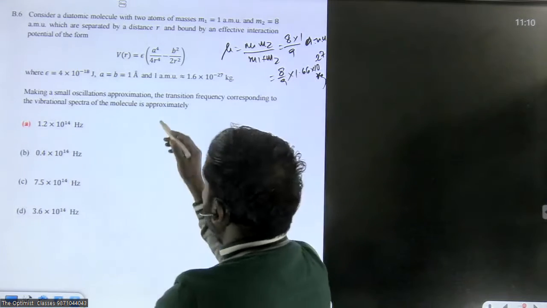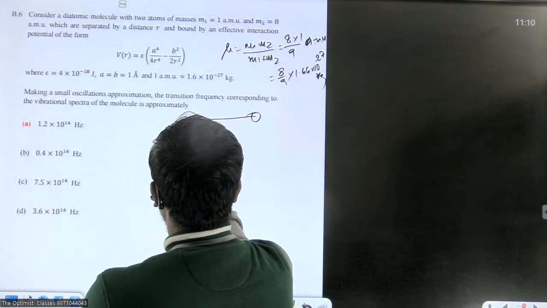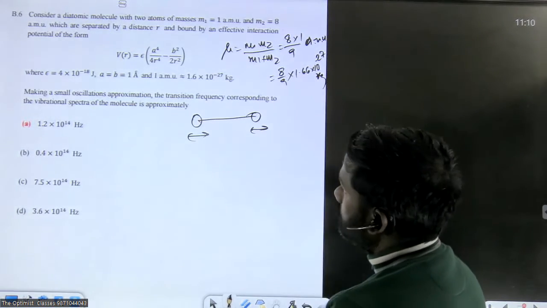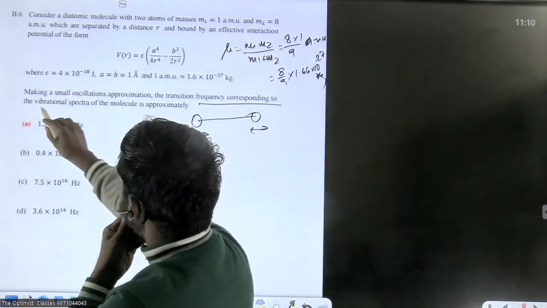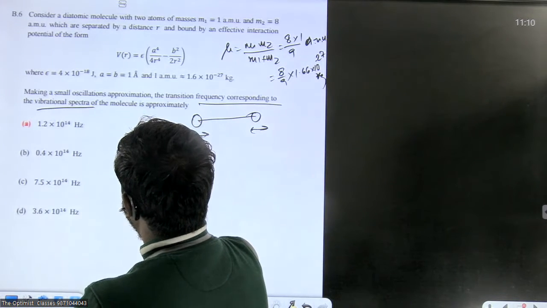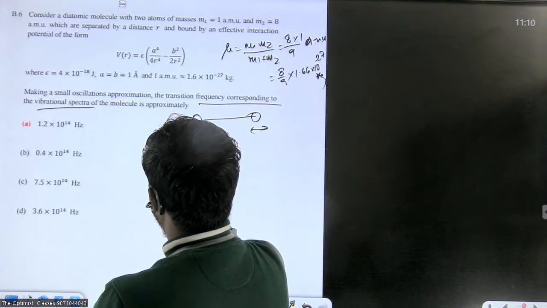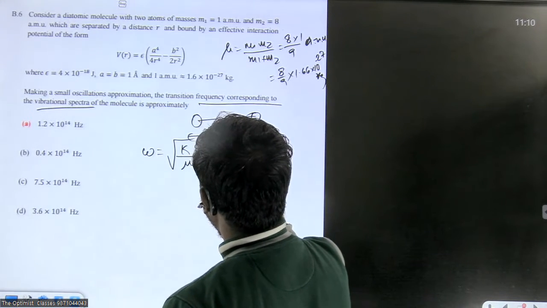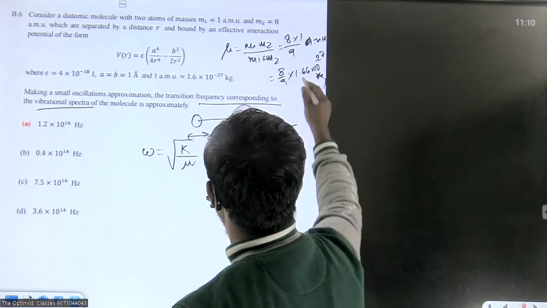Now the potential is of this form. There is a diatomic molecule, and this molecule is vibrating. We have to calculate its frequency of vibration, the vibrational frequency corresponding to the vibrational spectrum. The angular frequency is written like this: root of force constant divided by reduced mass. So nu will be equal to 1 by 2 pi times root of force constant divided by reduced mass. Reduced mass is this.